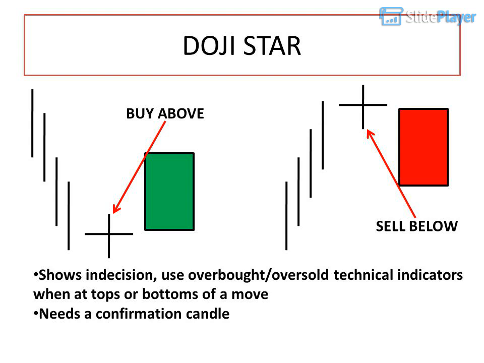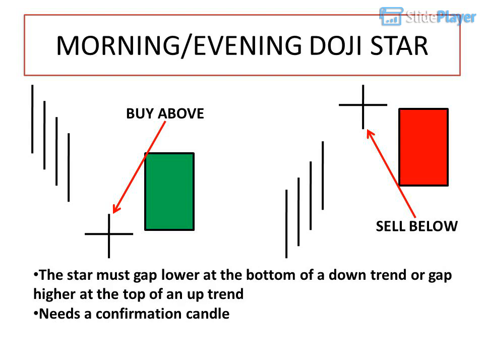Doji star. Buy above, sell below. Use good overbought/oversold indicators such as RSI and stochastic. Shows indecision. Use overbought/oversold technical indicators when it tops or bottoms a move. Needs a confirmation candle. Morning/evening doji star. Buy above. Sell below. Use good overbought/oversold indicators such as RSI and stochastic.